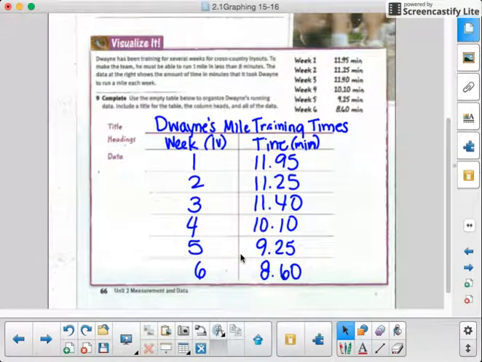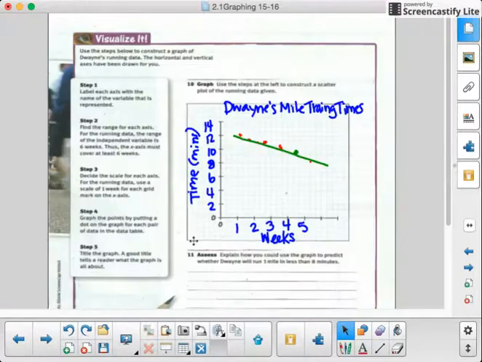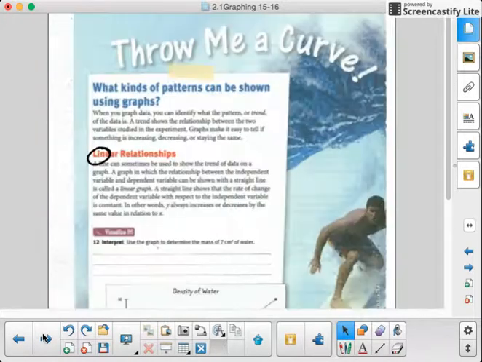We took the information from the Visualize It problem and created a data table to show Dwayne's mile training times. We included a title, column headings. We put the label for minutes here so that we didn't have to write it on each line. And then we transferred that information to the graph on the next page and made our own scatter plot. Notice that time in weeks goes on the x-axis because that's the independent variable. Time in minutes goes on the y-axis, and it's a scatter plot, so we drew a line of best fit.